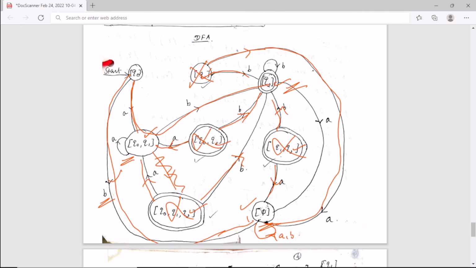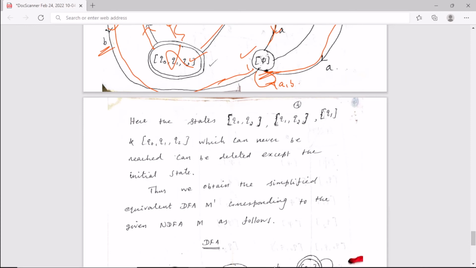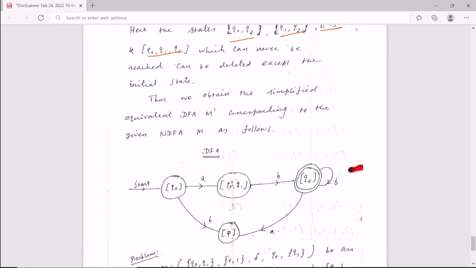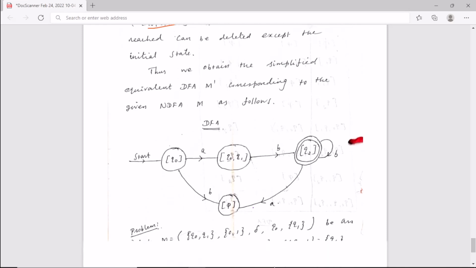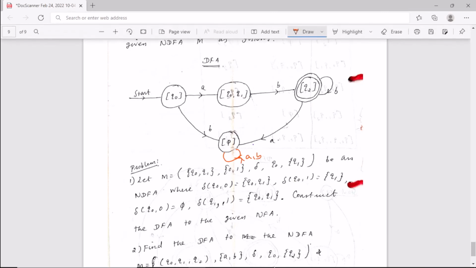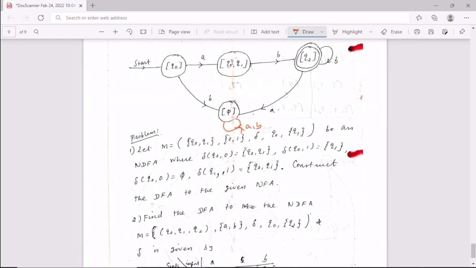Now, after deleting all these, the states Q0 Q2, Q1 Q2, Q1, and Q0 Q1 Q2 cannot be reached from the initial state, so we can delete these states. So we can obtain the equivalent DFA corresponding to the given NFA as follows. By reading A, B, you can have a loop like this. Okay. Now this is the equivalent DFA for the given NFA. That's all. So hope you got a clear idea about how to convert a given NFA to an equivalent DFA.